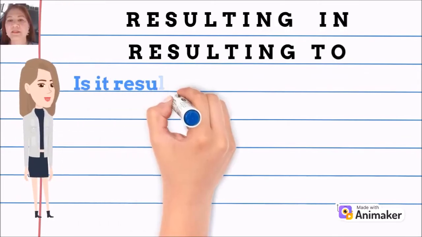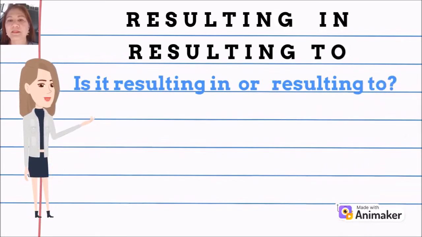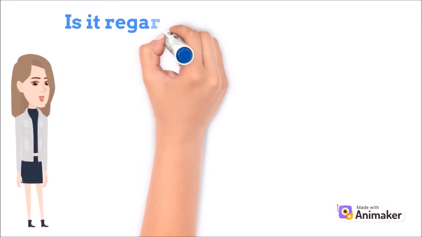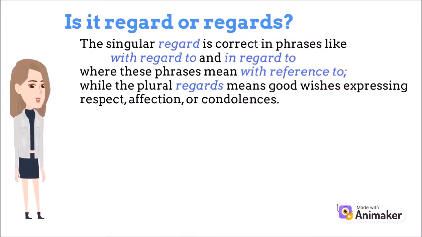Is it resulting in or resulting to? There is no difference in meaning. It's simply that one is correct and the other is not. Is it regard or regards? The singular regard is correct in phrases like with regard to and in regard to, where these phrases mean with reference to, while the plural regards means good wishes expressing respect, affection, or condolences.